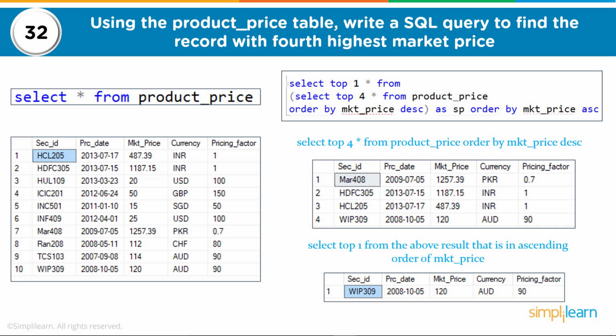And then we're going to reverse that order and do descending. And we're going to take the top one of that, which is going to give us the lowest value, which will be the 4th greatest one in the list.